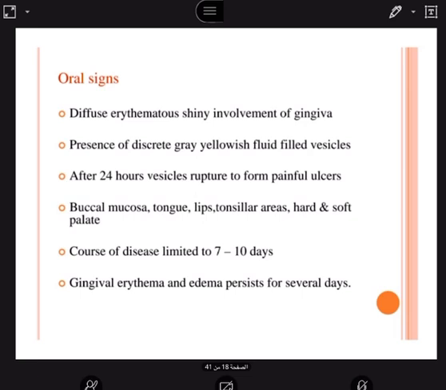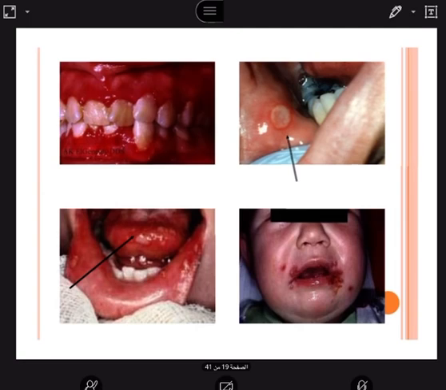Gingival erythema or reddishness is seen, and edema is also seen, and it persists for several days. So you can see reddish gingiva and ulceration formation around the lips, labialis. These are the features you are seeing. Again, you can see lesions in the tongue. So these are the various sites this herpetic gingivitis affects.